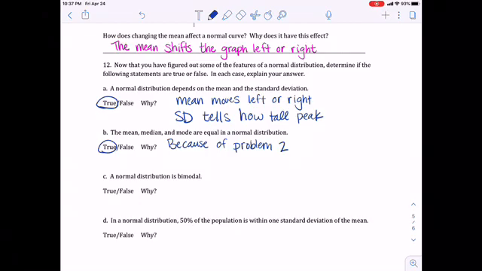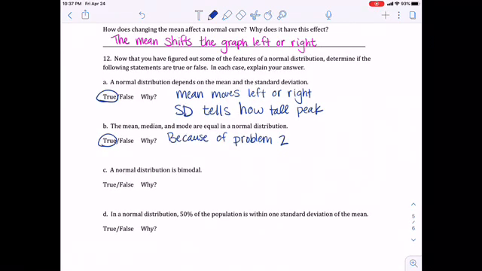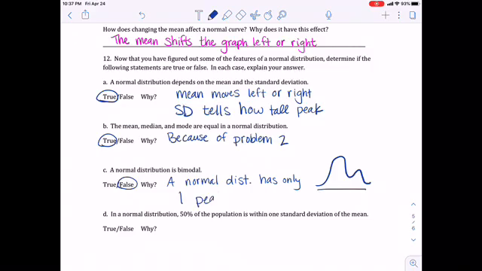Okay, because that was the example where we saw that in a normal distribution, the mean, median, and mode are all equal. Question C, a normal distribution is bimodal. Well, remember that bimodal is that graph that has 2 camel hump peaks. And that's definitely not a normal distribution. Okay, so for y, I'm going to say a normal distribution has only 1 peak. Because remember, it's that nice bell curve shape that we want to get with our normal distributions.